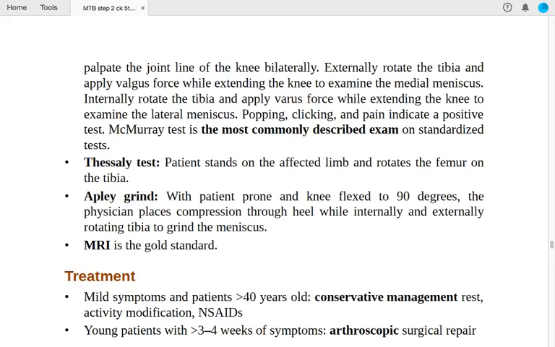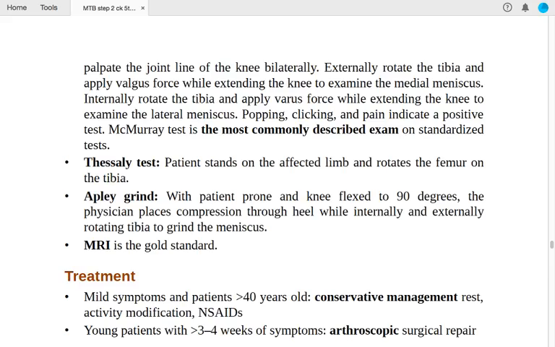Now we're coming towards the Thessaly test. In the Thessaly test, the patient stands on the affected limb and rotates the femur on the tibia. So that is known as Thessaly testing. That's a simple one. The patient stands on the affected limb. Whichever limb is affected, he will be standing on that limb and rotating the femur on the tibia.